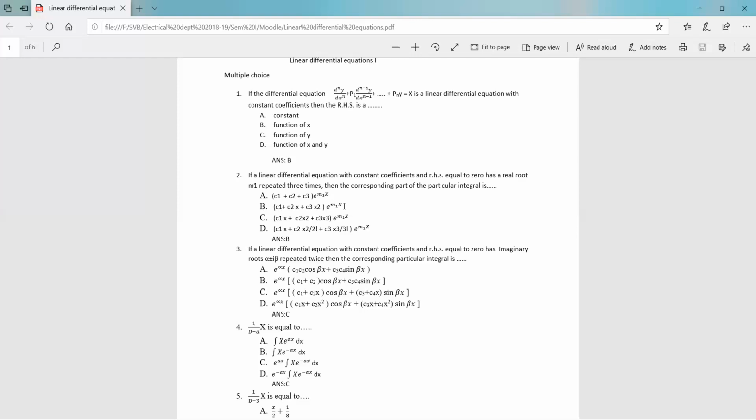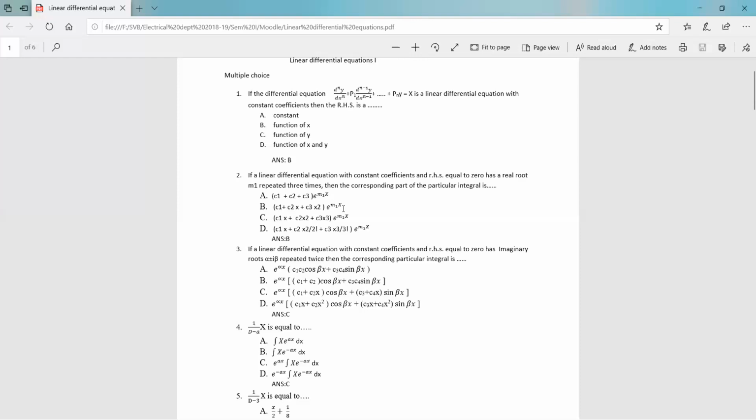That time we will write c1 plus c2x plus c3x square plus c3x cube, into e raised to m1x. So for this question, what is the correct option? Option B: c1 plus c2x plus c3x square into e raised to m1x.